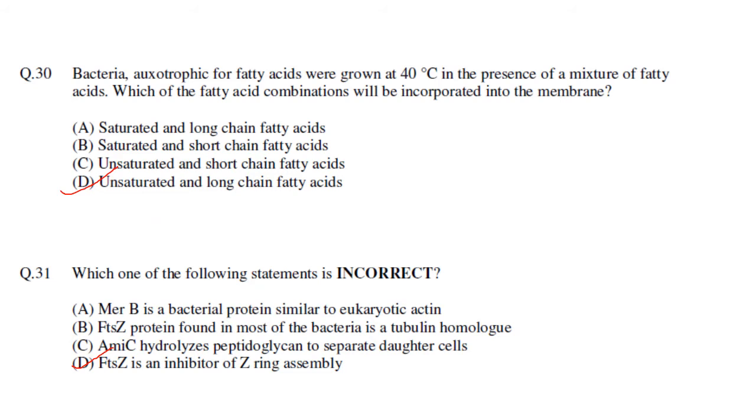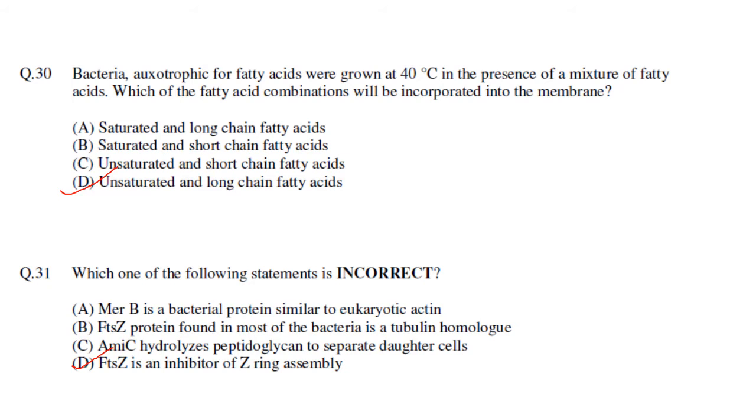Bacteria auxotrophic for fatty acids were grown at 40 degrees Celsius in the presence of a mixture of fatty acids. Which of the fatty acid combinations will be incorporated into the membrane? Option A, saturated and long chain fatty acid. B, saturated and short chain fatty acid. C, unsaturated and short chain fatty acid. D, unsaturated and long chain fatty acid. Answer is option D, unsaturated and long chain fatty acid.